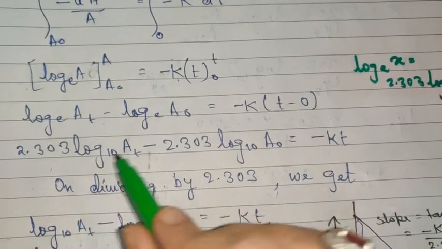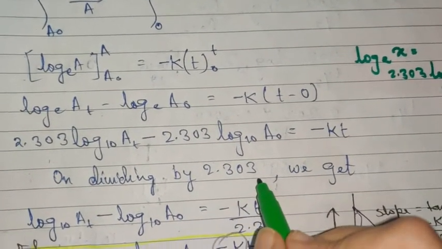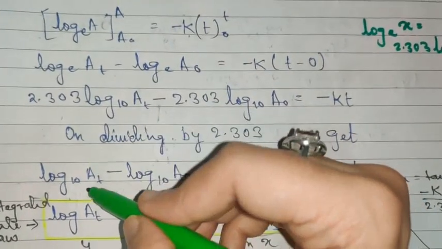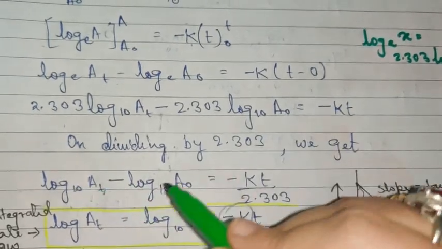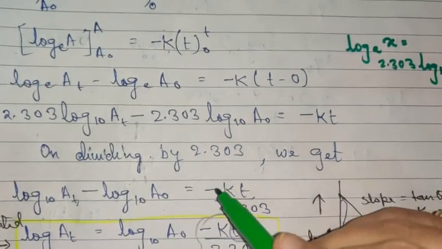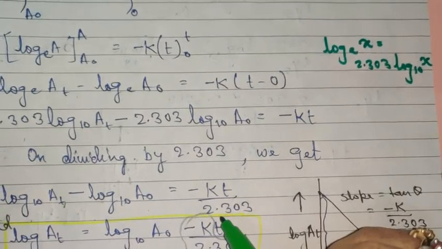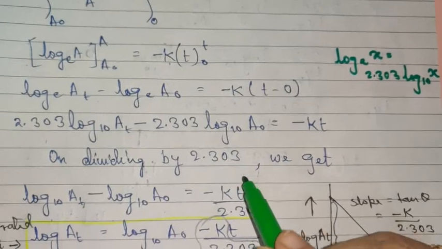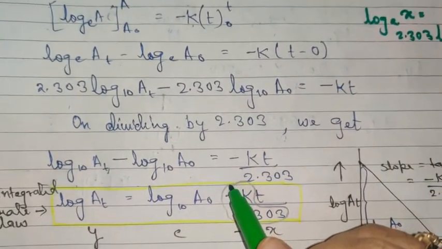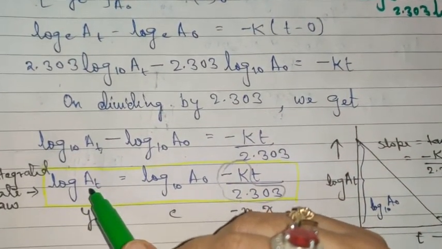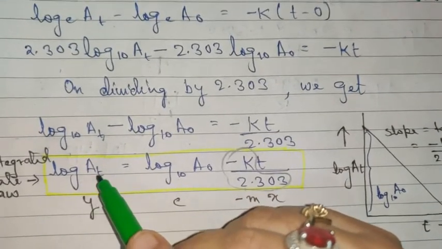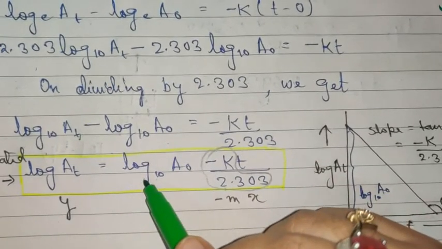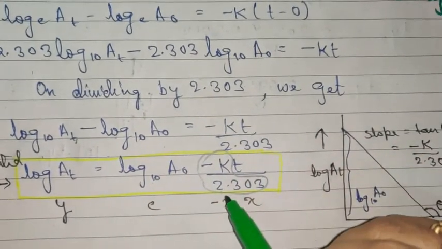We divide this entire equation by 2.303, and on dividing you'll get an expression like this: log [A]t base 10 minus log a naught base 10 equals minus kt upon 2.303. If you divide this equation by 2.303, you will get an equation like this. Now, when this equation is written with log [A]t as the subject, it becomes log a naught base 10 minus kt upon 2.303.